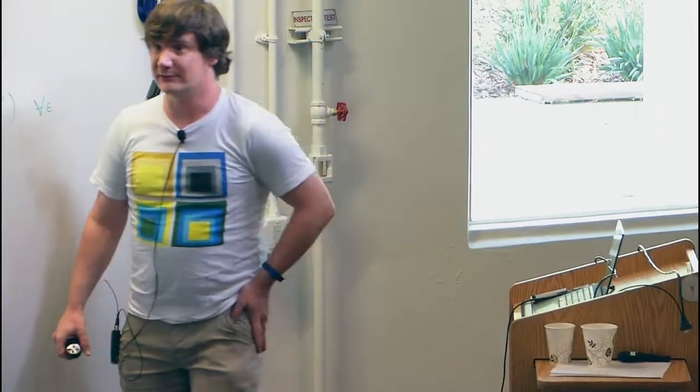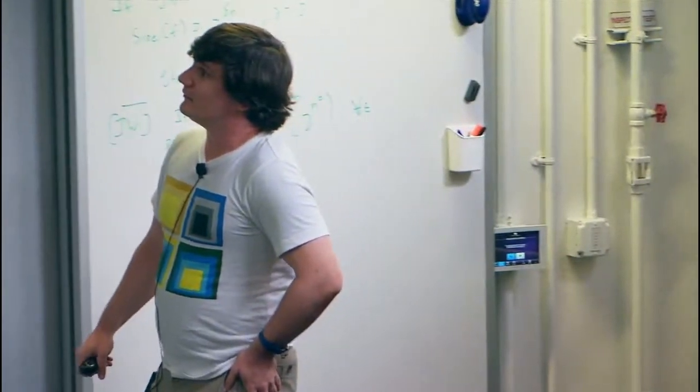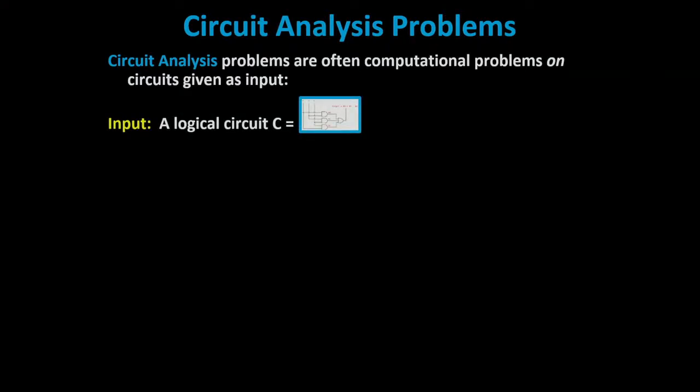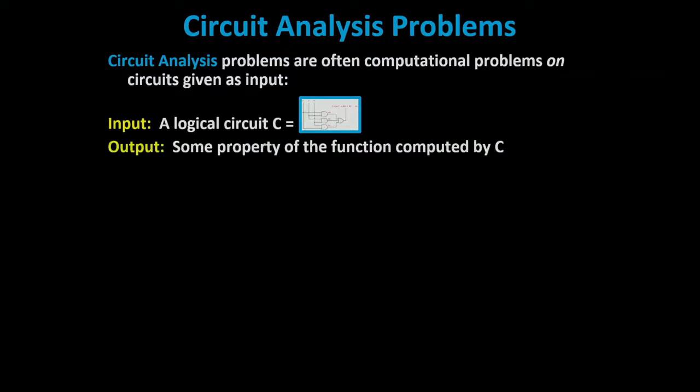Okay, so on to circuit analysis. Circuit analysis problems, in general, are computational problems. Sometimes they're on circuits given as input, sometimes they're on truth tables of functions. We'll focus mostly in this lecture on problems where the circuit is given as input. So your input is a description of some logical circuit, let's say over AND and OR, NOT gates of fan-in two. Generally speaking, the particular circuit basis won't matter. I will tell you exactly when it does. So that's the kind of input, and the output is some property of the function computed by this circuit.